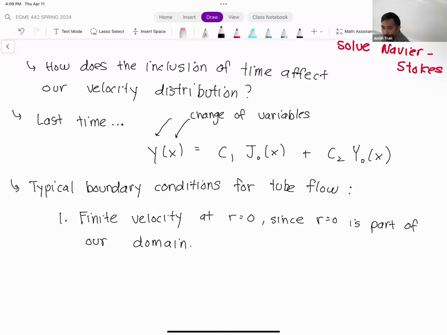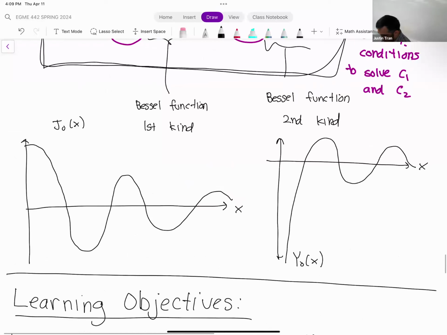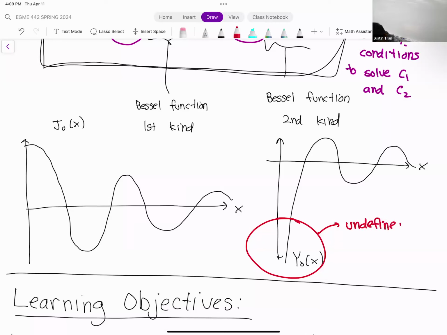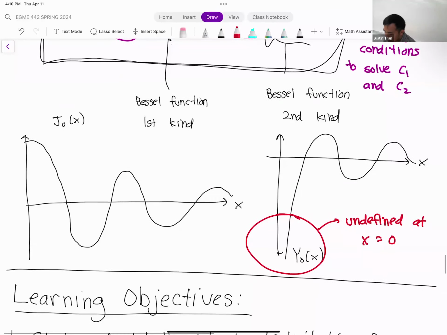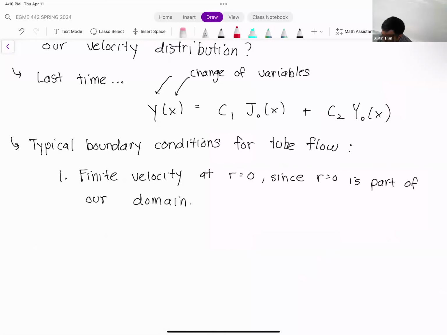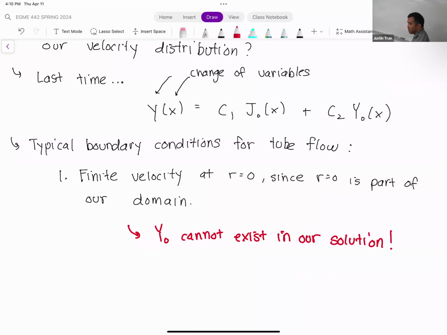Because if you look back at our plots for our two Bessel functions, J0 and Y0, in particular, what you should notice is that Y0, our Bessel function of the second kind, is undefined when x is equal to zero. And x is nothing more than a surrogate for the radius, right? So in order for us to get a valid solution, Y0 cannot exist in our solution. Because if Y0 was part of the solution, then whenever we plug in r is equal to zero, we get something that's undefined, or minus infinity.